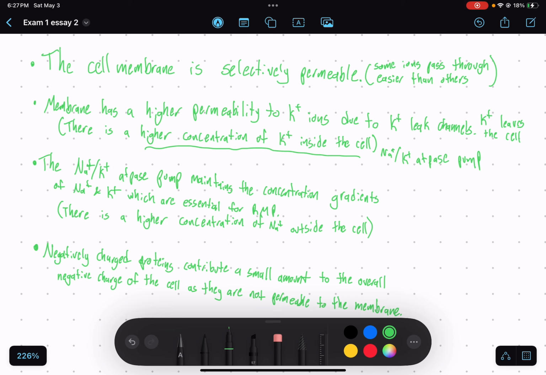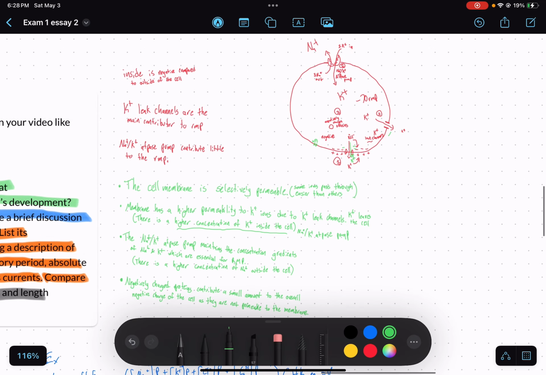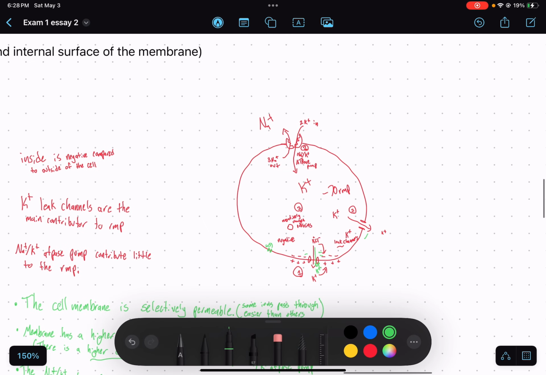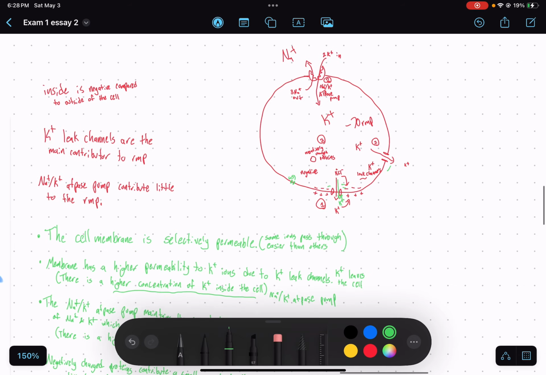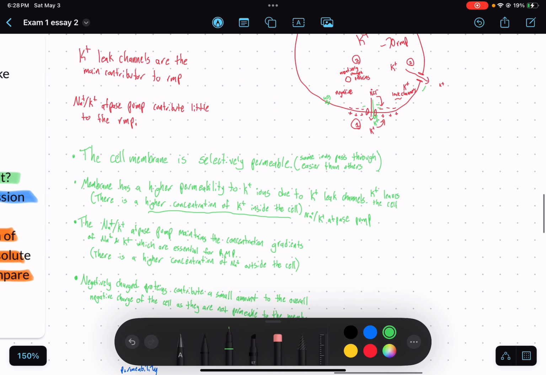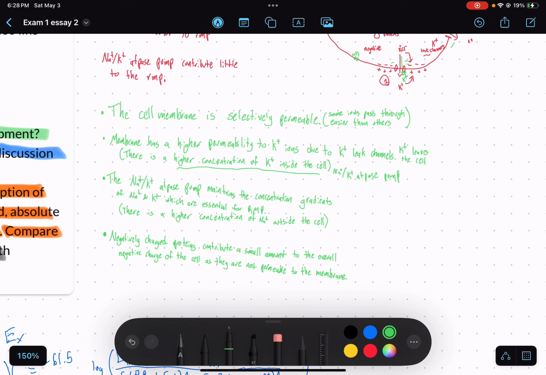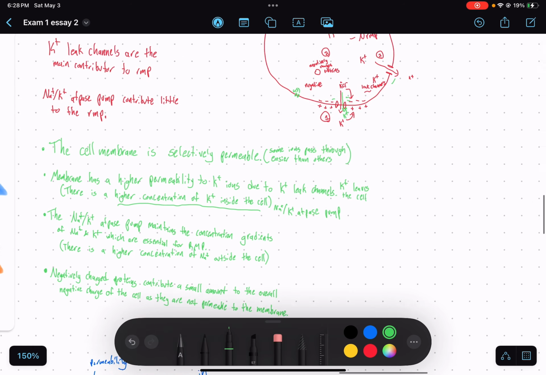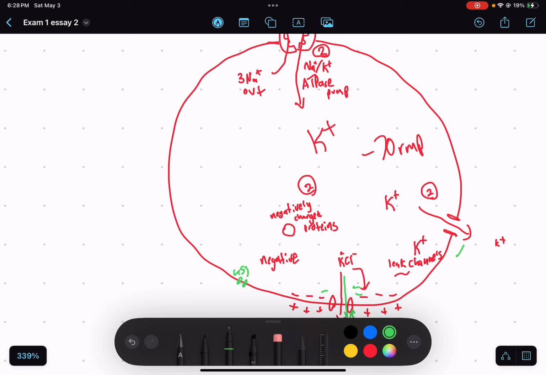Next up, I talked about this a little bit already, but the sodium-potassium ATPase pump maintains the concentration gradients of sodium and potassium, which are essential for RMP. So those concentration gradients can then fight the electrical gradient. And then just so we know, there's a higher concentration of sodium on the outside of the cell because it's pushing it out. So sodium is going to want to flow in whenever an action potential happens, which we'll talk about here in a little bit. And last but not least, those negatively charged proteins also contribute a small amount to the overall negative charge of the cell, and they're not permeable to the cell membrane, so therefore they're just sticking around.